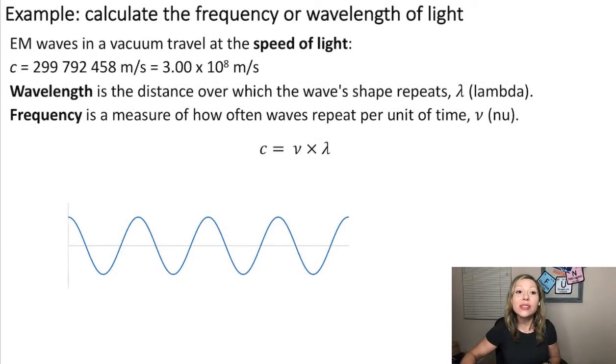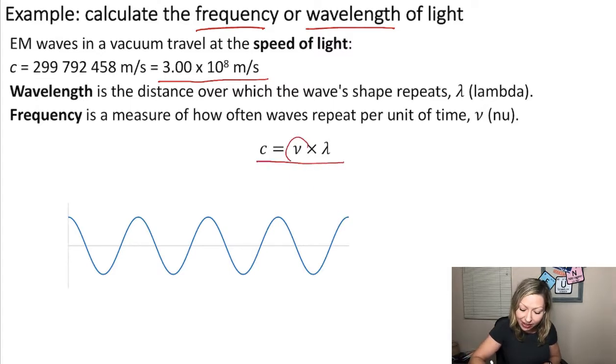Hello guys, in this video we are going to review how to calculate the frequency or wavelengths of light. We know that light is electromagnetic radiation which travels in waves. In a vacuum it actually has a constant speed which is 3 times 10 to the 8th meter per second. And the speed of light is connected to the frequency and the wavelengths.